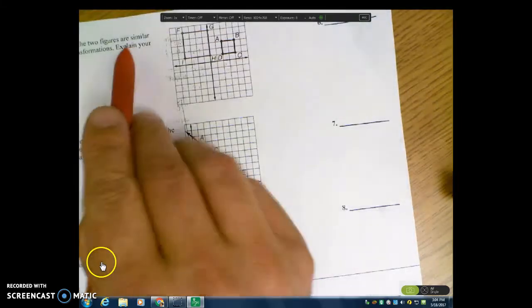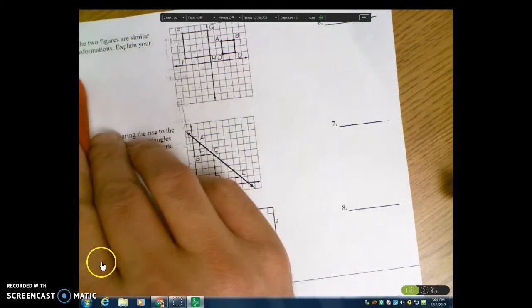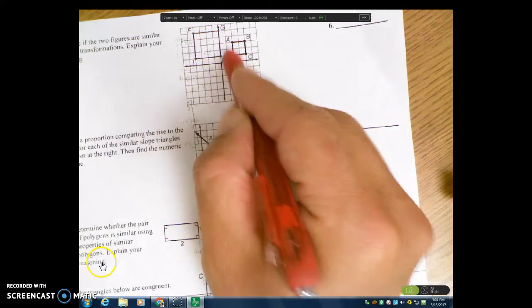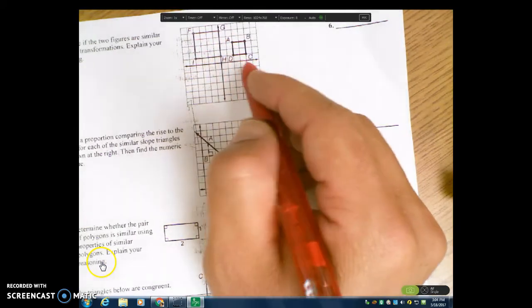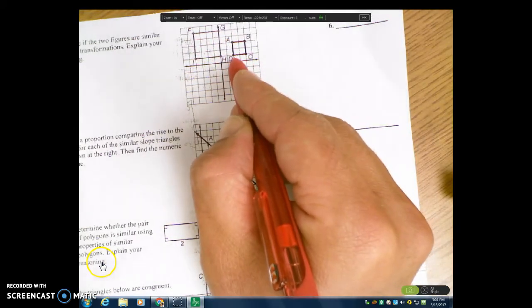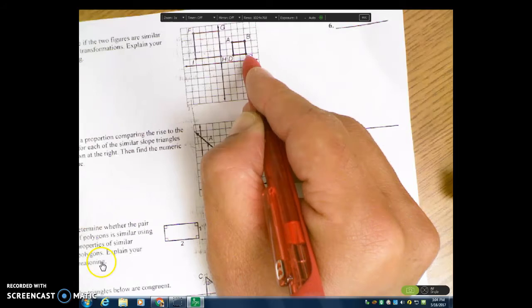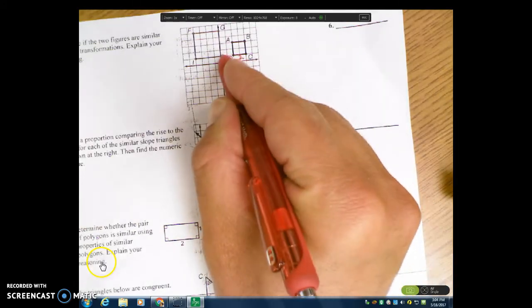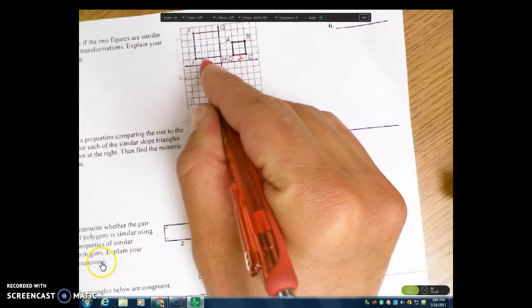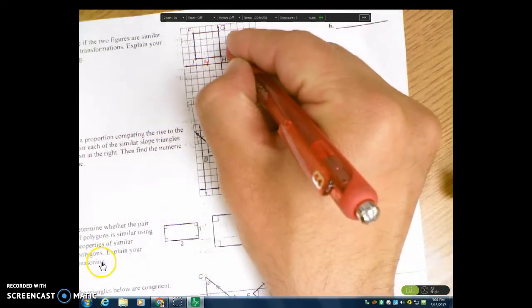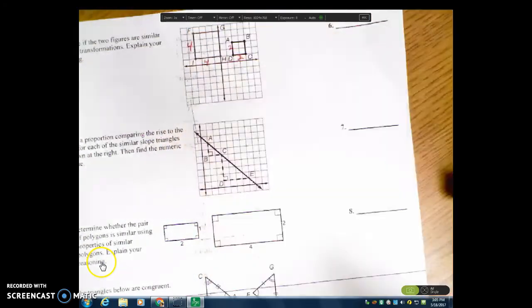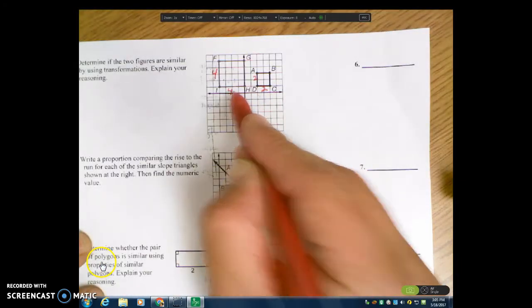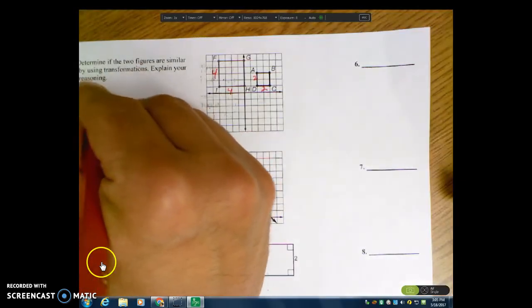So determine if the two figures are similar by using transformations. Explain your reasoning. So I want to make sure all these sides are proportional, okay, or not congruent, proportional. So I see DC is at 2, and HI is at 1, 2, 3, 4, so that's good. So is AD, and so is FI. So I can clearly see that this is a dilation with a scale factor of 2.